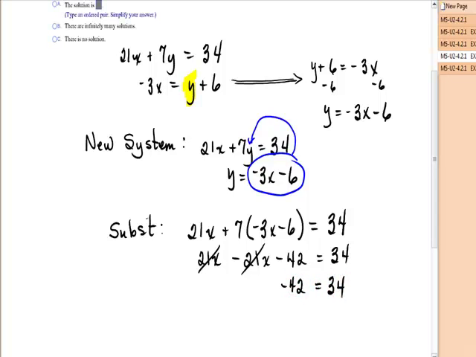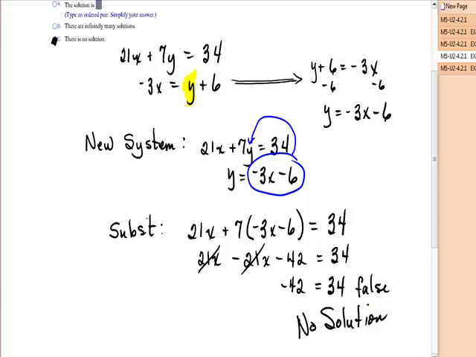So I obviously cannot solve for an x or a y because they've dropped out. So I have to look at the leftover statement as an indicator to what's going on. Because this is a false statement, what that implies is that these two equations, which represent lines, cannot intersect, because they would intersect only whenever negative 42 is equal to 34, which is never. So when you get a false, that means there's no solution.